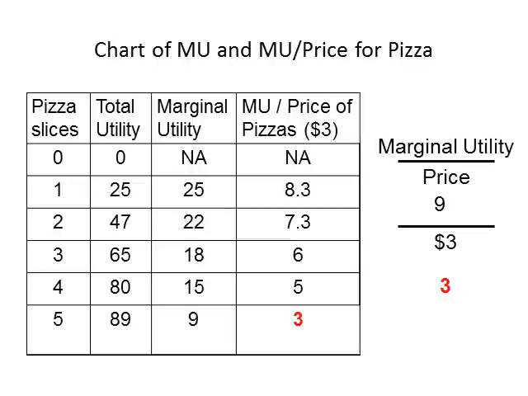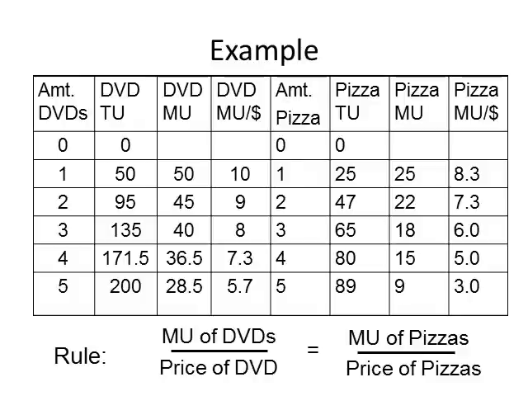The next step is to combine the table with the marginal utility of the DVD divided by the price and the marginal utility of pizza divided by the price. Remember that the optimal level of consumption will occur where the marginal utility of DVDs divided by the price of DVDs equals the marginal utility of pizzas divided by the price of pizza.